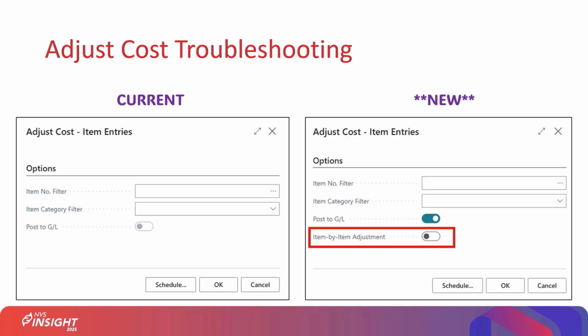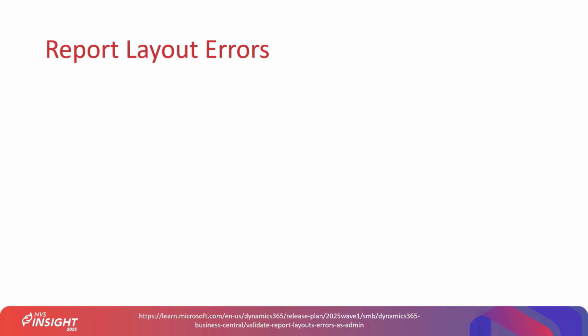And on the right is the new view, and we can see that this is where the item by item adjustment is introduced. The reason for this is so that the system can actually make progress and save that progress without having to completely rerun the process and start over if there is an error that it gets hung up on.